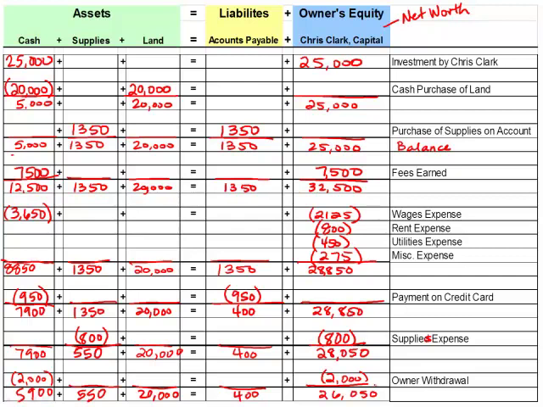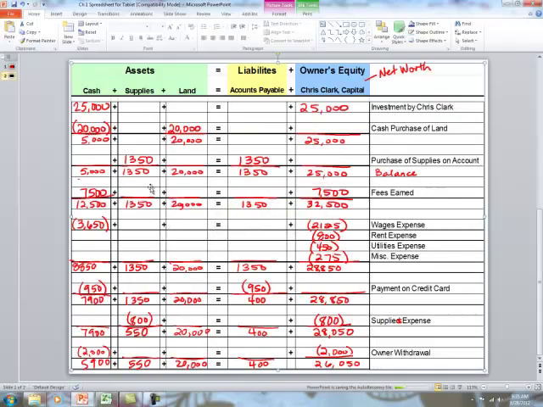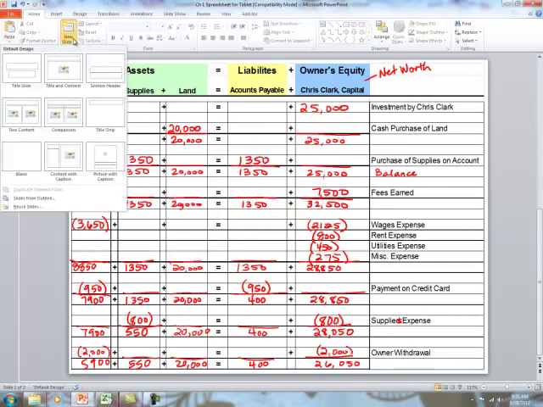Now let's take these numbers and let's make some financial statements for this business, for this 1 month. I think I need to add some slides here.